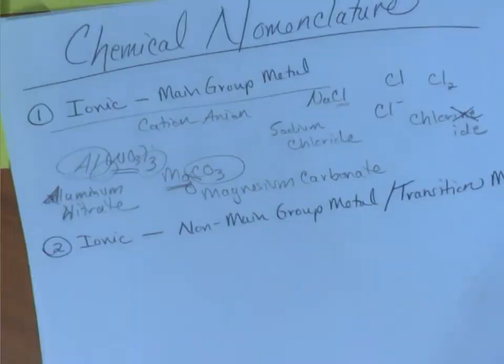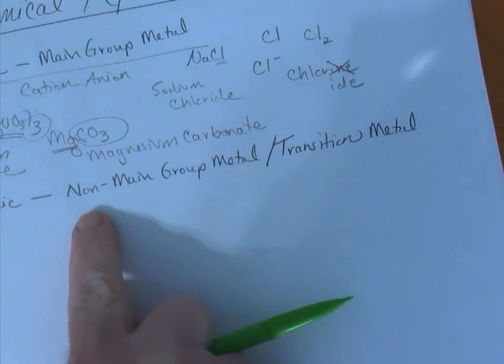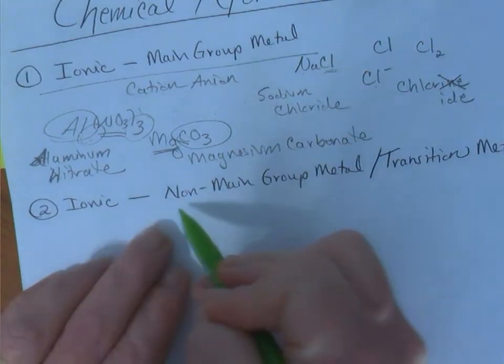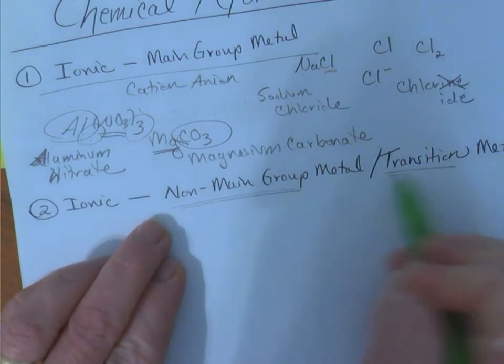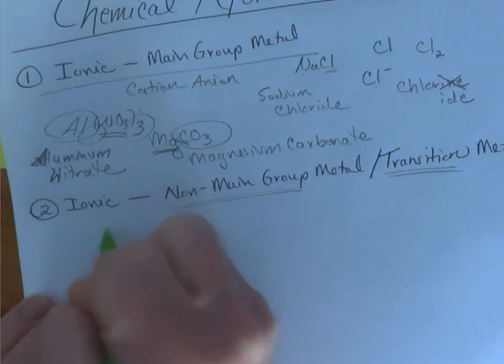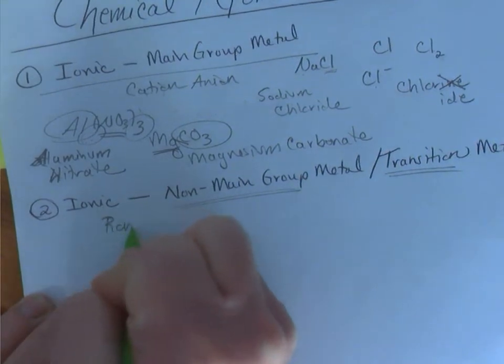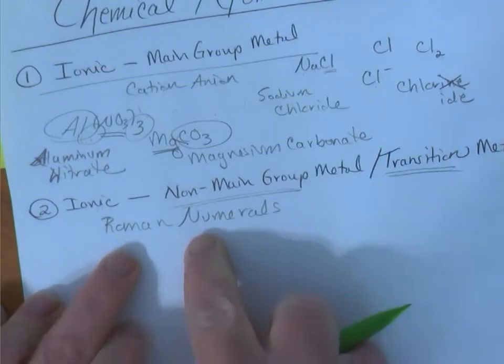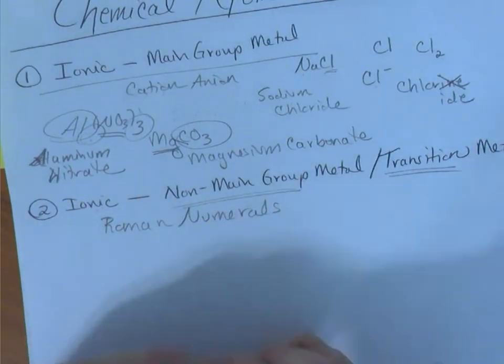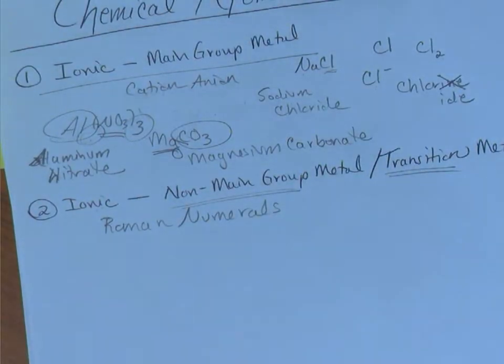Well, what if it's a non-main group metal? Okay, well, you have to show the charge of that non-main group or that transition metal. And so Roman numerals are utilized, kind of like a middle name, to indicate what version of that metal cation you are dealing with. So we have to do some interpretation of our formula.